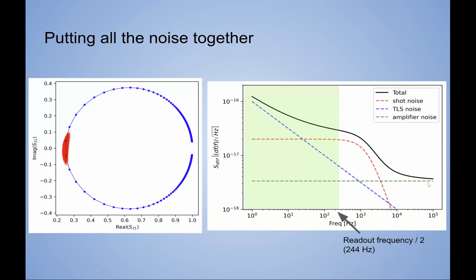But actually we don't see all of this when we take data in real life, because we only read out at 488 hertz, just because you can't take an infinite amount of data per time with 1,000 pixels. So you have to sample at some finite rate, which means you're going to see noise contributions up to the Nyquist frequency, which is just half that.